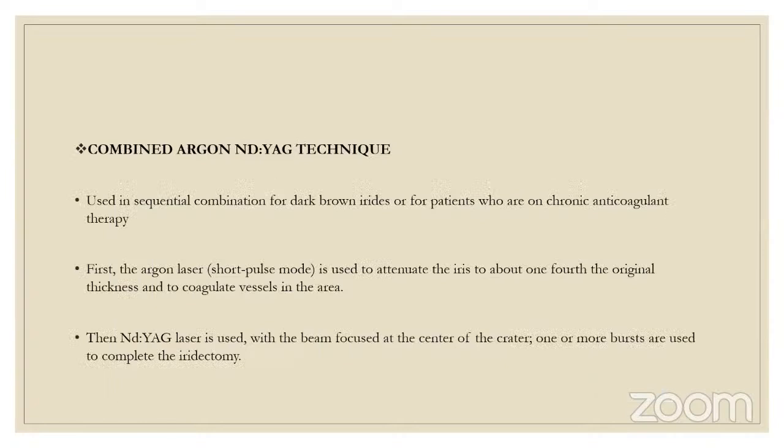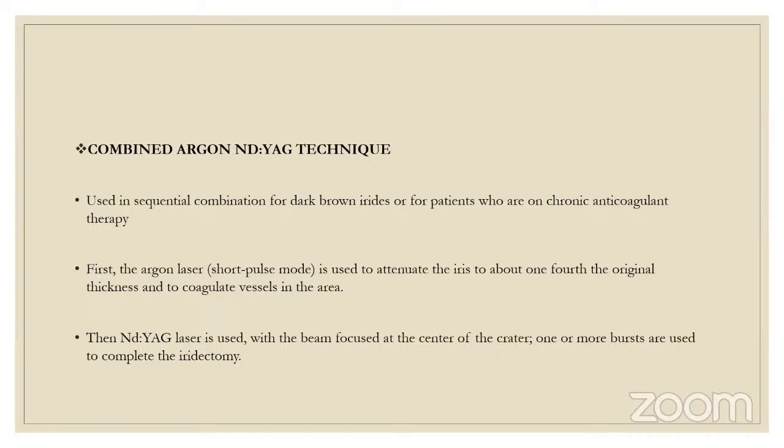The combination of argon and ND-YAG laser technique uses sequential combination for the dark brown iris or for patients who are on chronic anticoagulant therapy. First, the argon laser in short pulse mode is used to attenuate the iris to about 1/4 of its original thickness and to coagulate vessels in the area. After that, the YAG laser is used with the beam focused at the center of the crater.